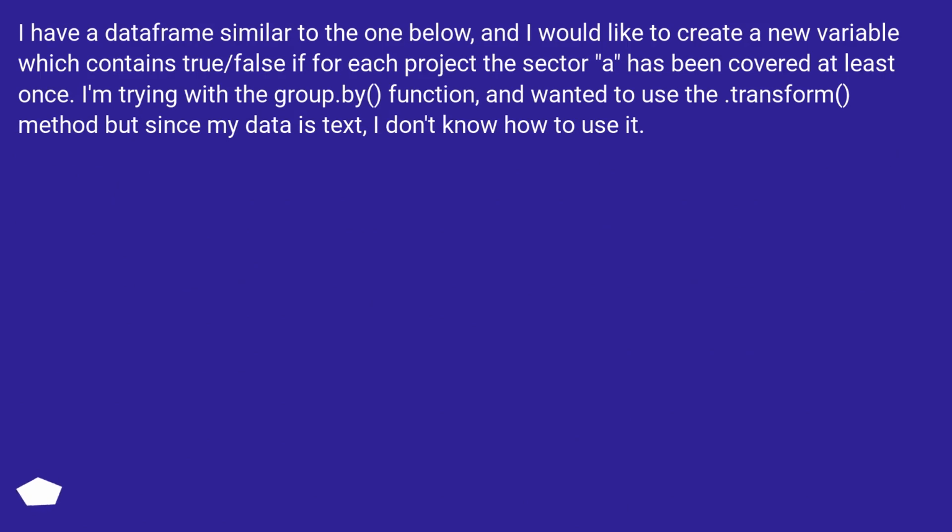I have a data frame similar to the one below, and I would like to create a new variable which contains true/false if for each project the sector A has been covered at least once. I'm trying with the groupby function, and wanted to use the transform method, but since my data is text, I don't know how to use it.